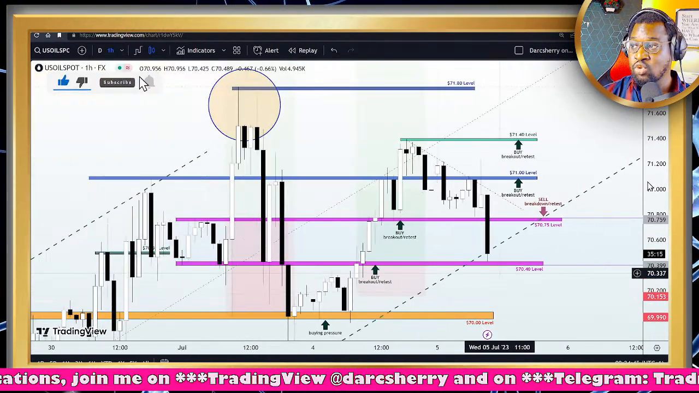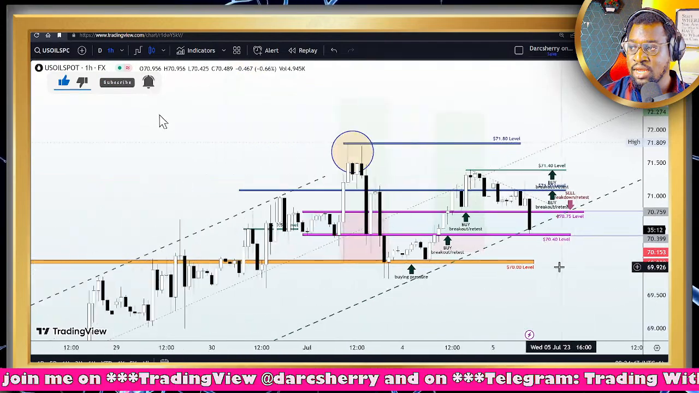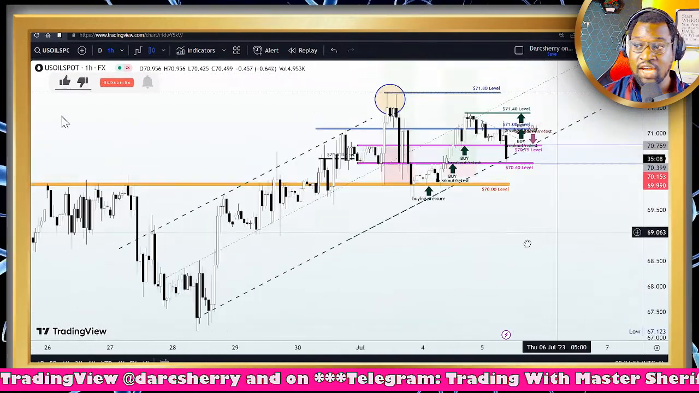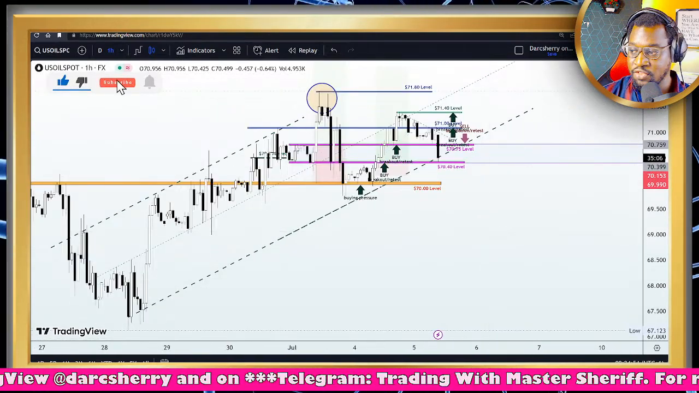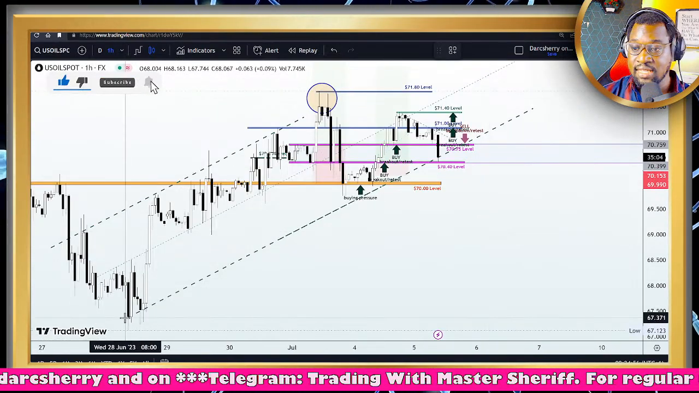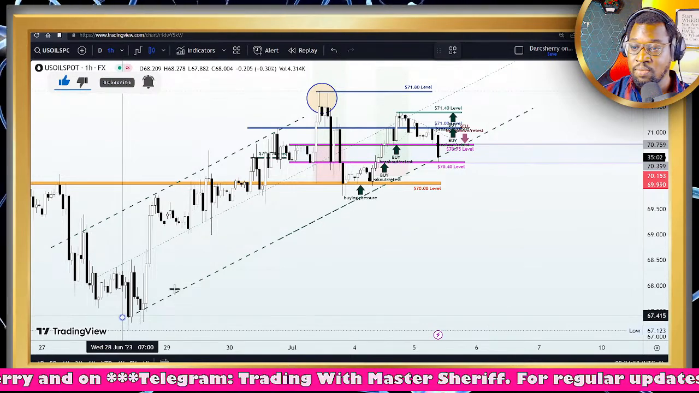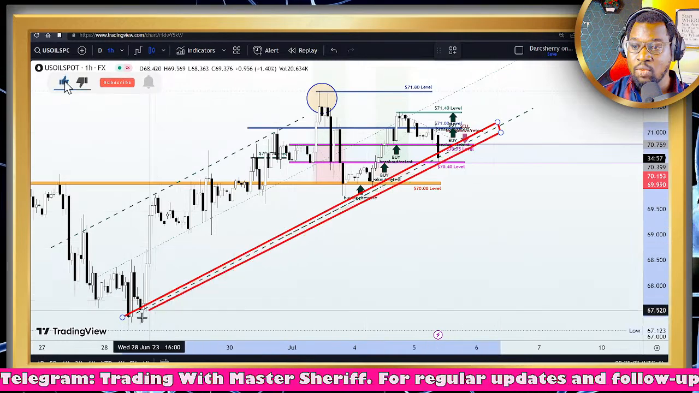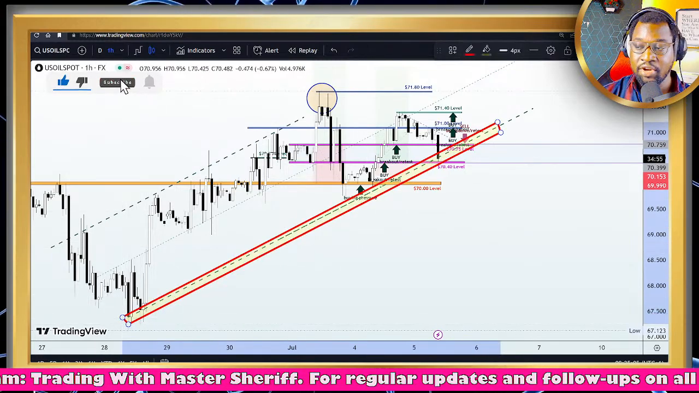And one thing I would like to call our attention to at this juncture is this support line of the ascending channel we identified at the beginning of the week. We talked about this, of course, in the video on the USOilSPOT. So for those who have not watched it, please watch it so that you can understand how we got to this point from a holistic point of view.